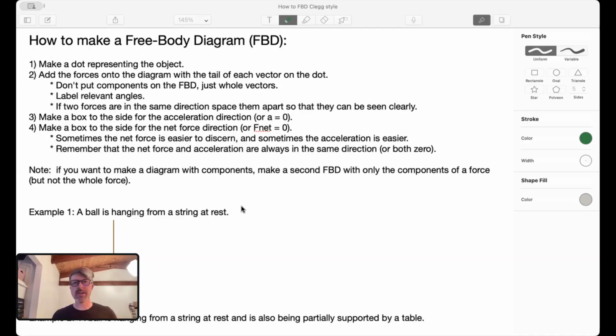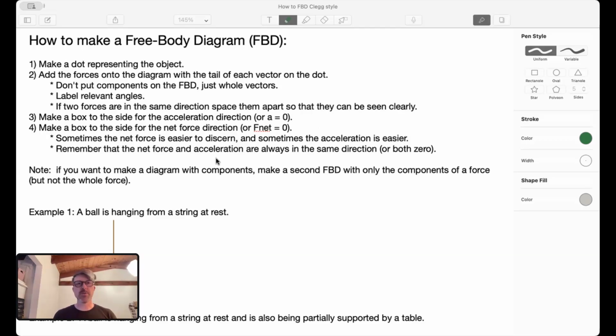So a free body diagram is a diagram of all the forces that are acting on a certain object. And for the purposes of making a free body diagram, you're going to assume that all the forces act on a point. So you're going to make the object into a point, which is represented by a dot on your diagram. And then you're going to put the forces on there with the tail of each vector on the dot. And you're not going to use any components. You're going to put some angles in there and label them if you need to. And if two forces are in the same direction, you're going to space them apart next to each other so that they can be seen clearly.